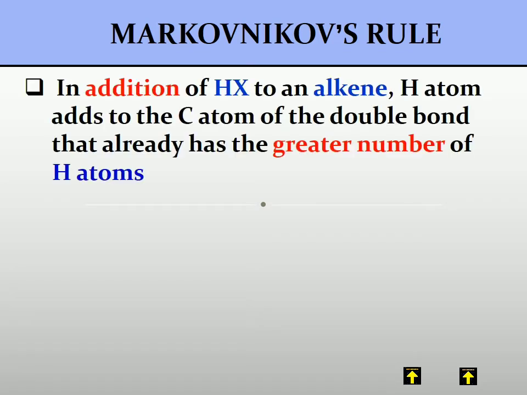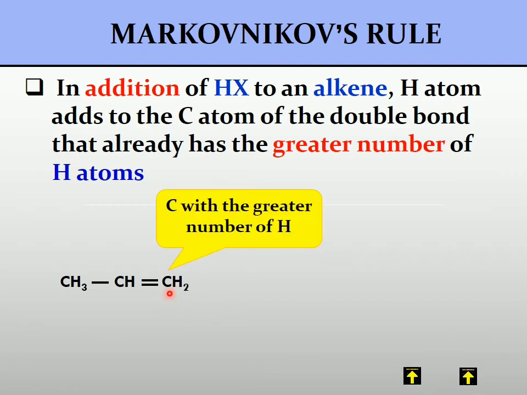Next, Markovnikov's rules. Based on Markovnikov's rules, in the addition of a hydrogen halide to an alkene, we add the hydrogen atom to the carbon atom of the double bond which has the greater number of hydrogen atoms. For example, propene. During the reaction with a hydrogen halide, I will add the H to the carbon which has the greater number of H, and then the halogen will be added to the other carbon.